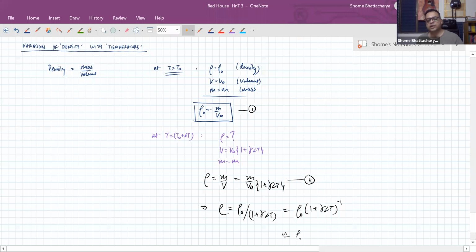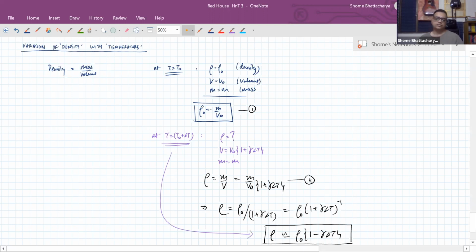But now we can use that binomial approximation, so rho is approximately rho naught times 1 minus gamma delta T. So this is the variation of density with temperature. At this new temperature of T naught plus delta T, the density would have changed to this. Just make a note of this formula.